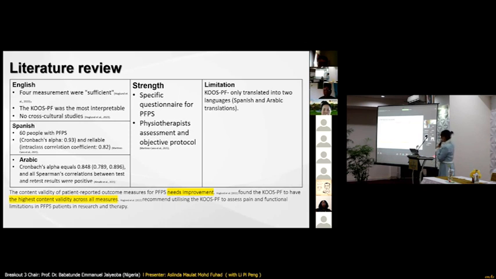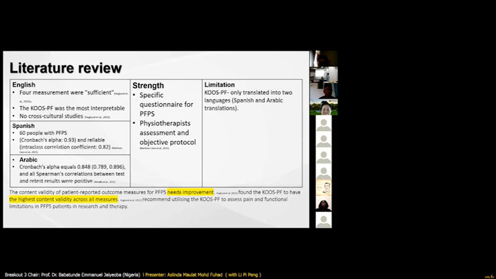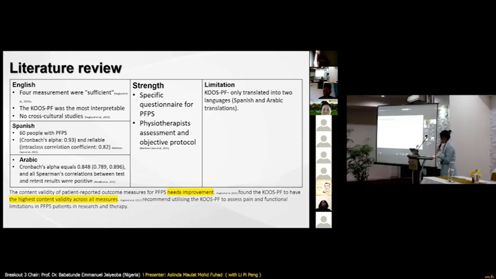As we can see from this literature review, the outcome measures for PFPS need improvement. Hoagland 2022 found the AQoL PF to have the highest content validity across all measures, and this author recommends utilizing the AQoL PF to assess pain and functional limitations in PFPS patients in research and therapy.